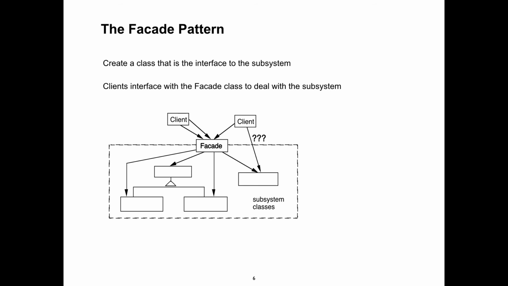So the facade pattern is, well, you have the system and it gets complicated. And so instead of having the rest of the program deal with that complication, you create a facade class, or a class that acts as an interface to that subsystem, and the rest of the program just deals with that facade.